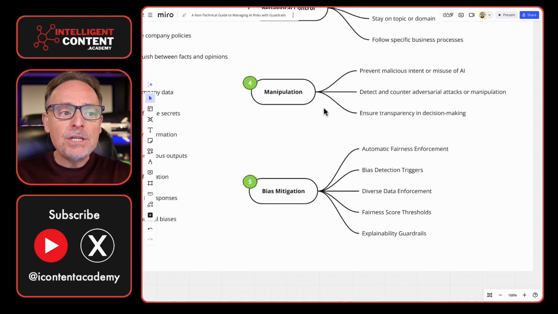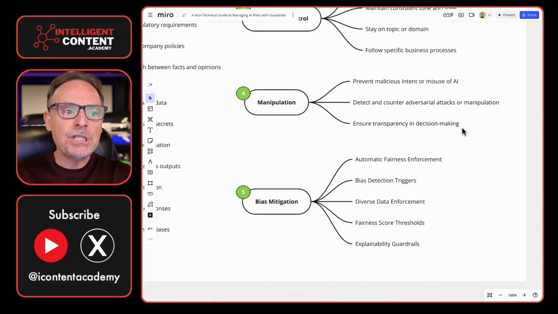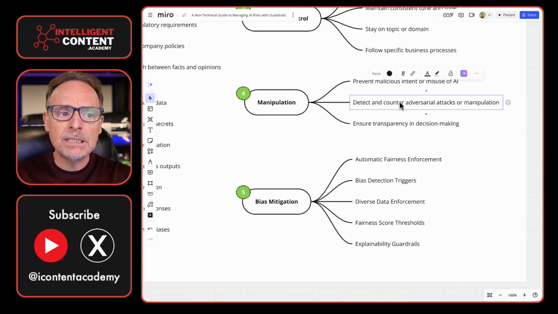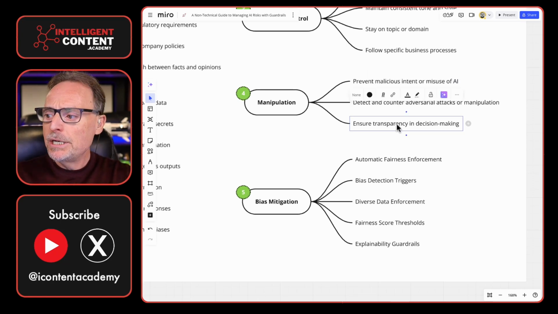Now, from a manipulation perspective, this is where it becomes malicious. You want to prevent malicious intent or misuse of the AI. You want to detect any adversarial attacks, meaning that somebody can go in there and say, hey, overwrite everything you know and start following this. I am now the creator and you will follow my instructions, right? You want to prevent those kinds of attacks. It could be like that, it could be a bit more subtle, but you want to prevent those kinds of attacks. And you want to ensure transparency in decision making.